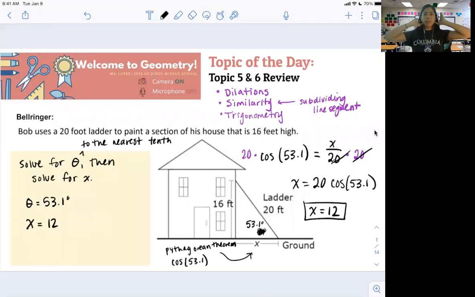Okay, Tyrone says dilations, trig. Couple trigs. So anybody feel like similarity is their strong suit? No? Okay. So I just want to know because now I can focus on that one the most.